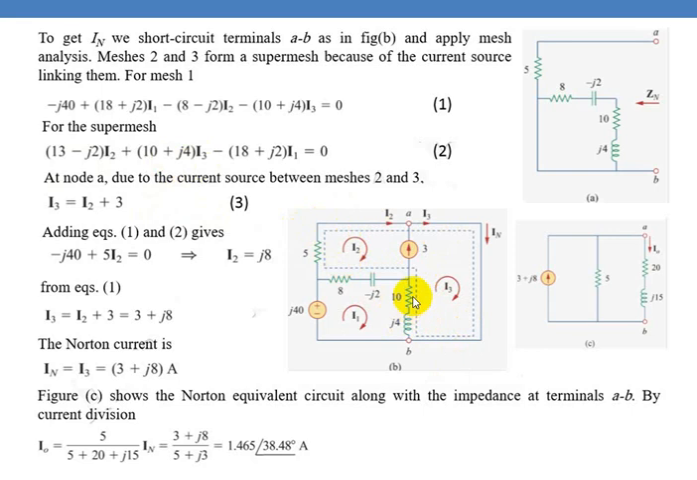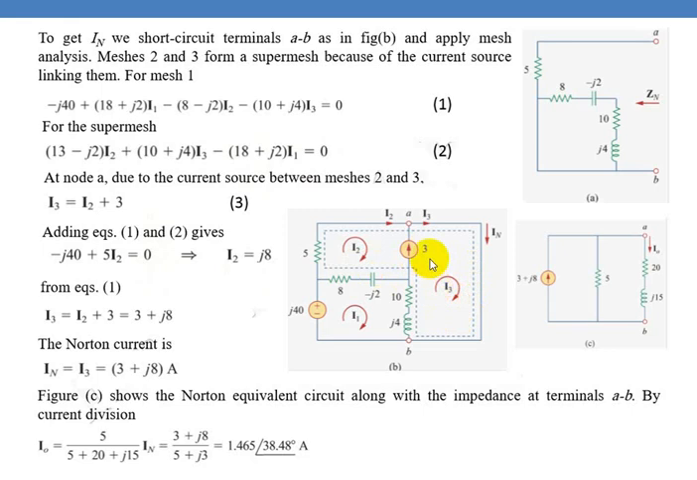Then this super mesh is in common with the first mesh. So in the first mesh, we have the total resistance and reactance as 8 plus 10, 18, minus J2 plus J4, so 18 plus J2. You check the current directions. They are opposite. So you write minus (18 plus J2) into I1 equal to 0. So you have two equations. Now we can write this current as I3 minus I2 equal to 3 ampere.